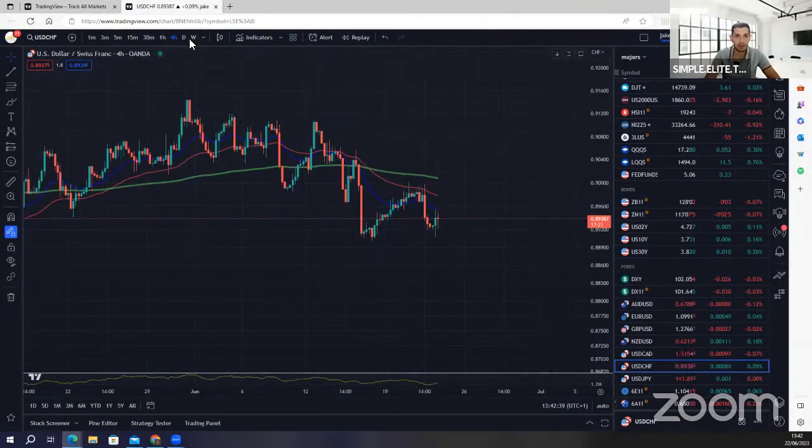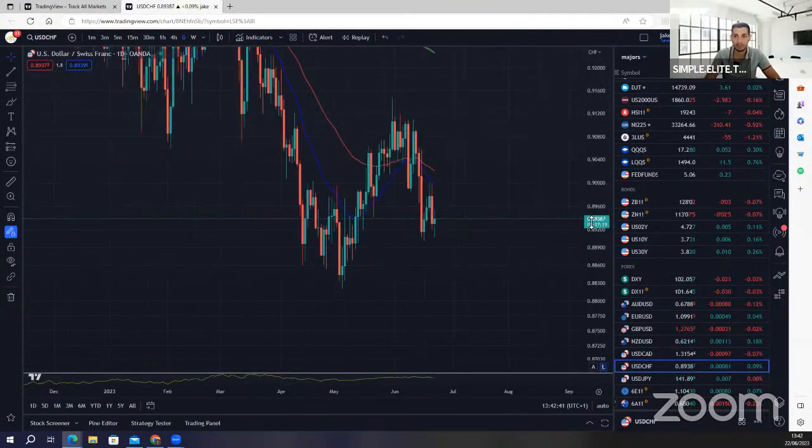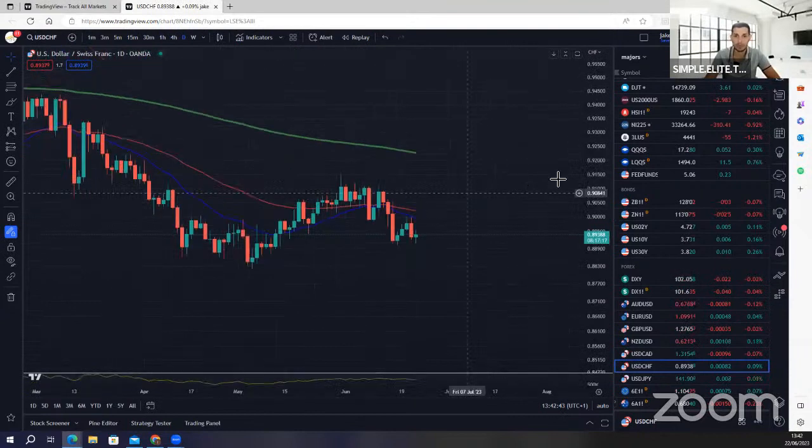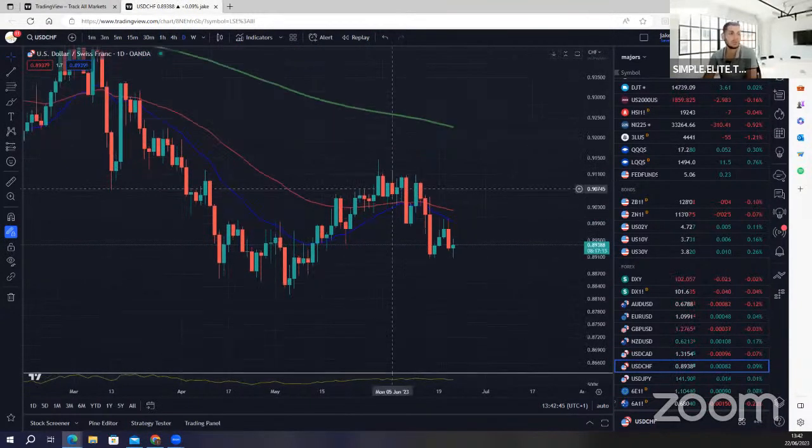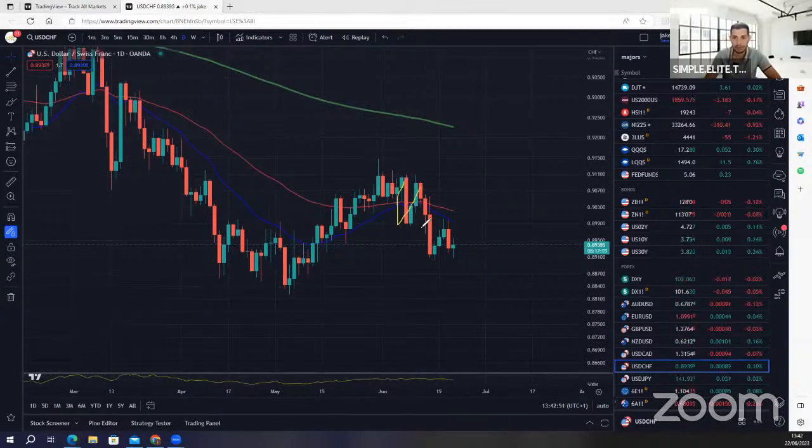Dollar Swiss franc as well is actually developing a nice downtrend, because as you can see, phase 1, phase 2, phase 1. So let's see if price is going to get above this 18,910 to be on the short side as well.